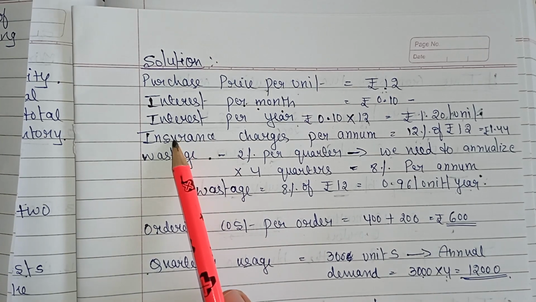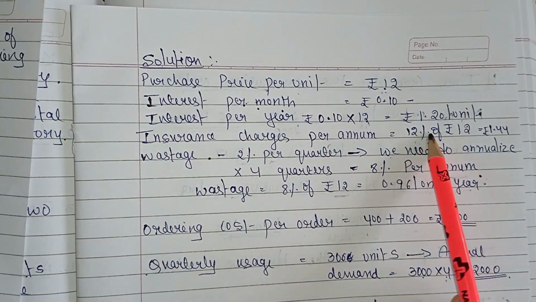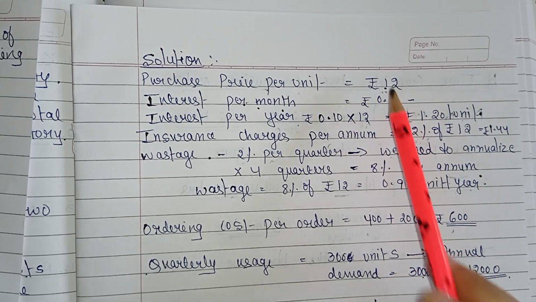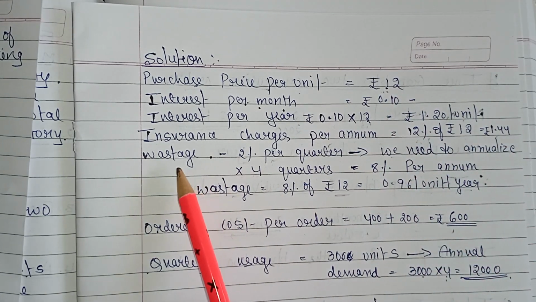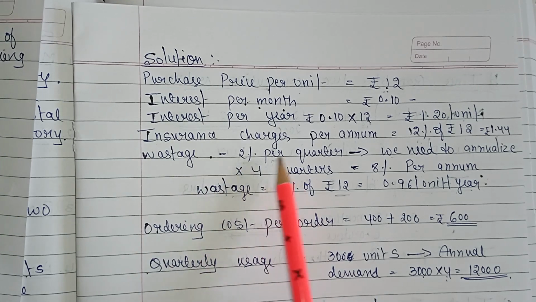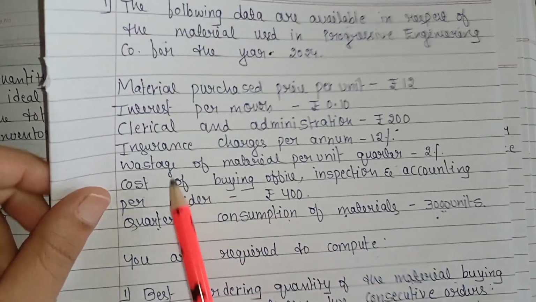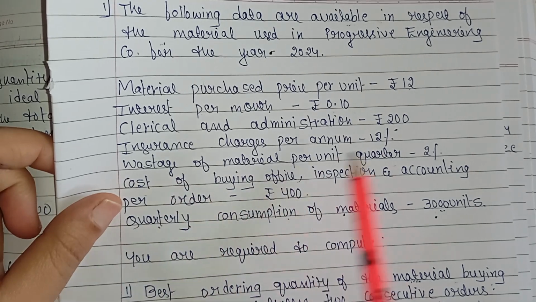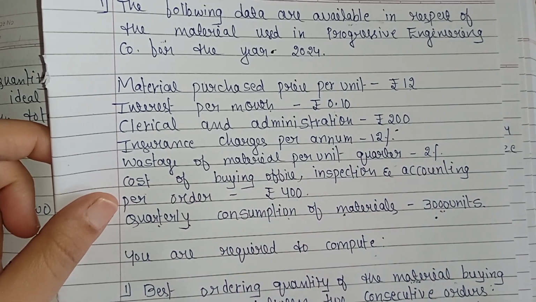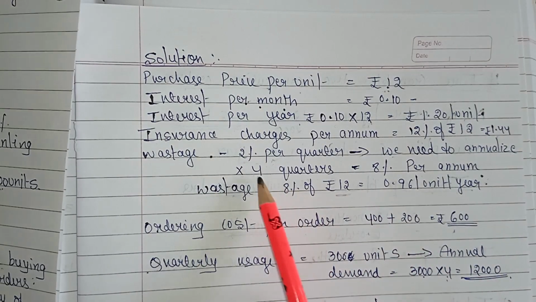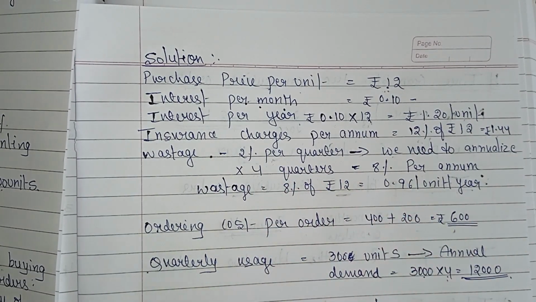Next one, insurance charges per annum. Directly they have given. Means 12% of 12 purchase price. That is rupees 1.44. And wastage, that is 2% per quarter. So listen to it very carefully. Here they have given wastage of material per unit quarter 2%. How many quarters in a year? 4, right? So 4 quarters. 4 into 2% means 8% per annum.